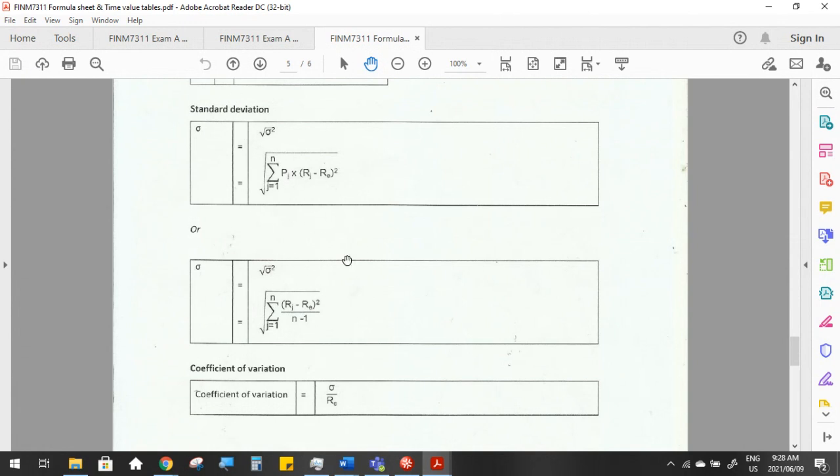So what have we got in this one that we're looking at now? Have they given us a probability of each return? Are we going to use this first formula, or are we going to use the second formula?